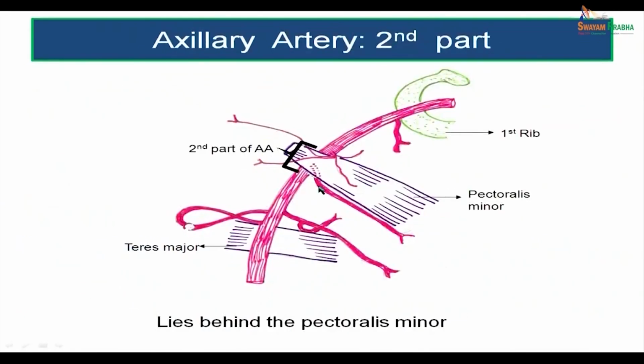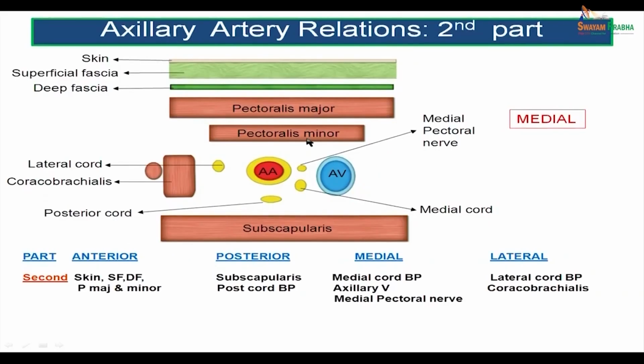Now, we come to the second part. In this diagram, this is the first rib, this is the pectoralis minor, this is teres major, and the pink structure is the artery, the axillary artery. So, now we are talking about the second part, that is behind the pectoralis minor. Again, first we will talk about relations: the anterior relations, the posterior relations, the medial relations and the lateral relations.